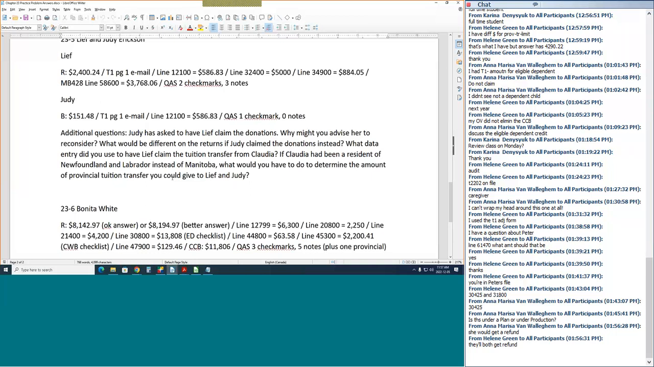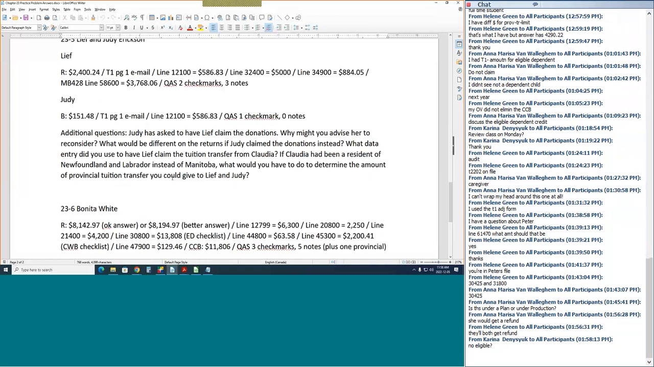If she had been a resident of Newfoundland and Labrador instead of Manitoba, what would you have to do to determine the amount of provincial tuition transfer? Did anyone try and figure that out? If she was a resident of Newfoundland and Labrador, and she wanted to transfer credits to her parents, what would we have to do? You needed to look this up in your provincial supplement or your facts and figures book.